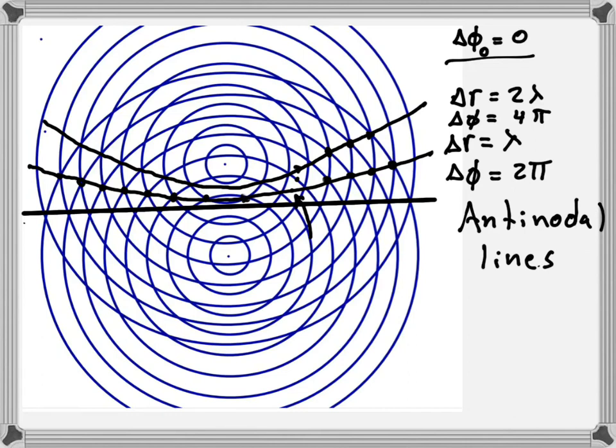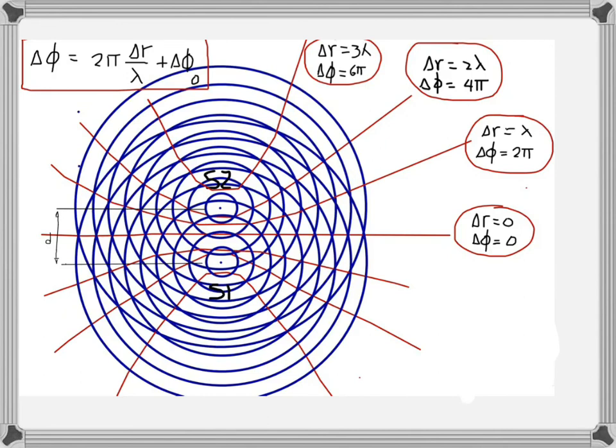There is a crest on top of a crest, a trough on top of a trough, anywhere along that line. So that means that the medium, the water, for example, if this is the surface of the water, is going to oscillate with a big amplitude. If you were to put a cork in this pond at these locations, anywhere along these antinodal lines, you will find that the cork bobs up and down with maximum amplitude. Now, these three that I'm showing you here are not the only antinodal lines. Let me show you a picture that has more of them indicated.